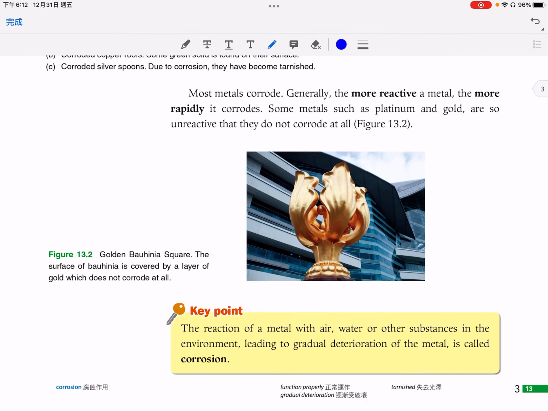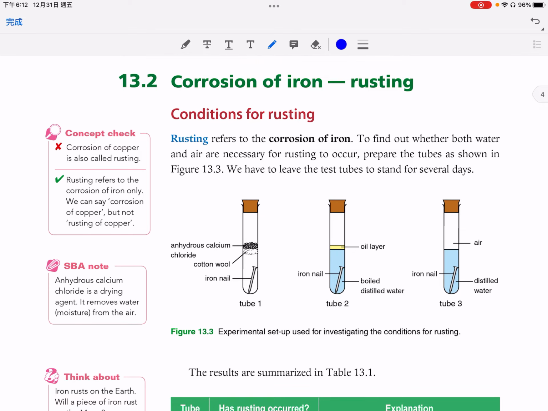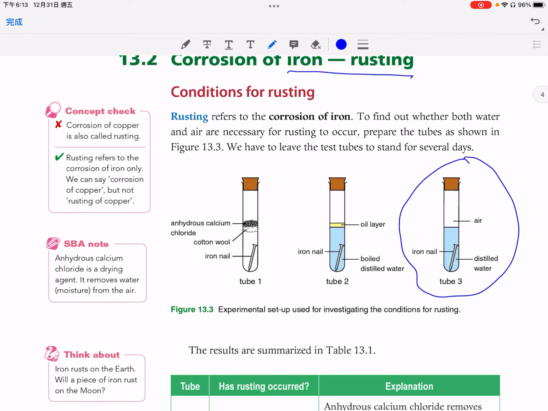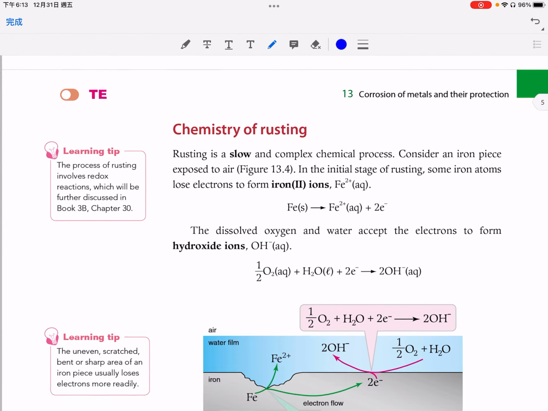For those trivial ideas, of course, I am not going to go through them right now. So, let's start from this page. Do you still remember the essential conditions for iron to rust? You may focus on these two or three. Yes, when both water and air, of course oxygen, are present, then rusting will occur.